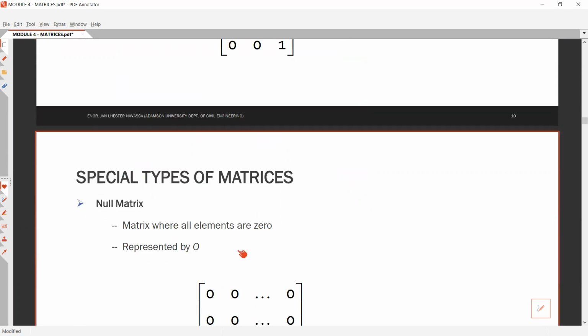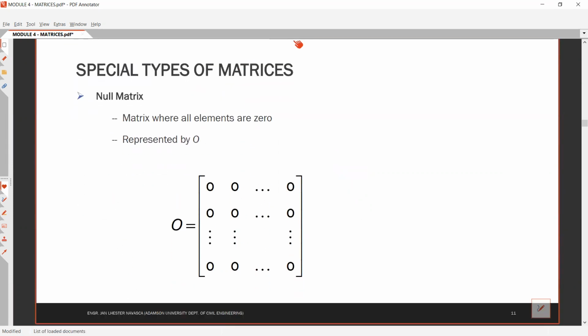Okay? Next, we have the null matrix. So for the null matrix, matrix where all elements are 0. So all elements are 0. We call this one as the null matrix. Okay. So for the null matrix, the representation is O. Okay. Yan. Okay. So for the null matrix, it is represented by O.